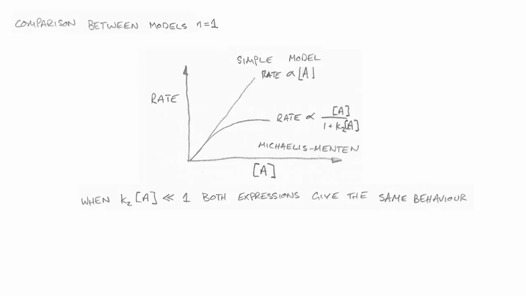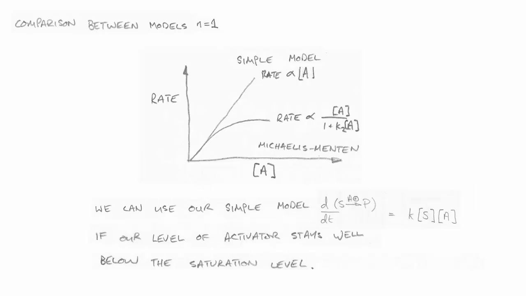So the thing I want to draw your attention to is that the initial behaviour for small concentrations of A for both models is the same. So we can use our simple model for the process reaction rate as long as our level of activator stays well below any saturation level. So this is a justification for why we can use our simple model rather than the full Hill equation or Michaelis-Menten form.